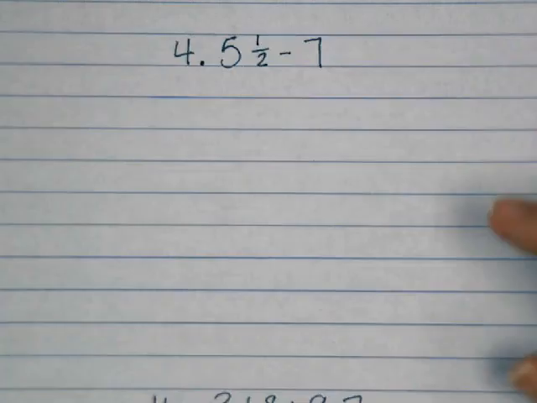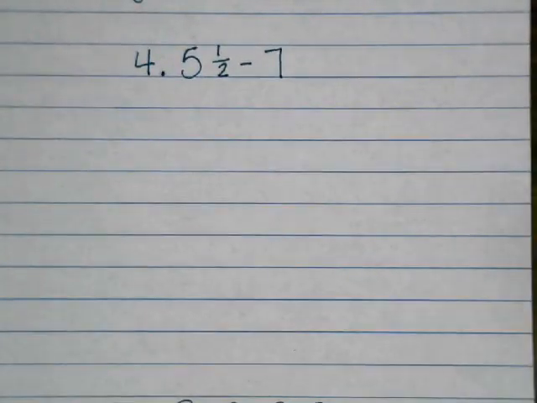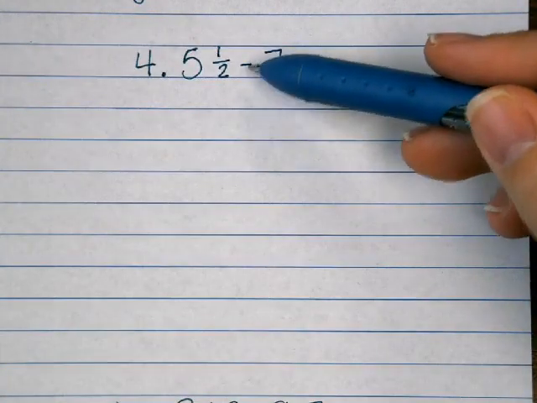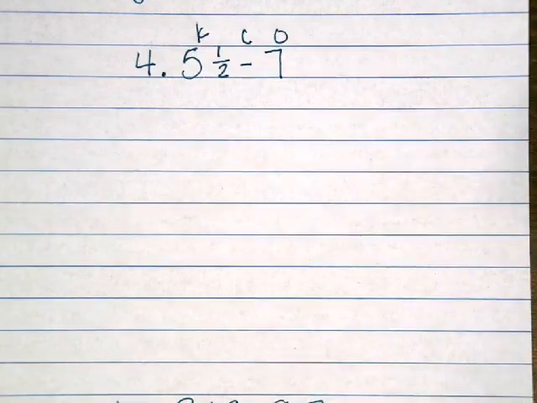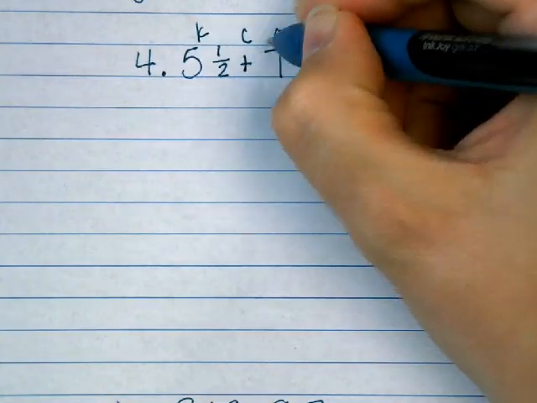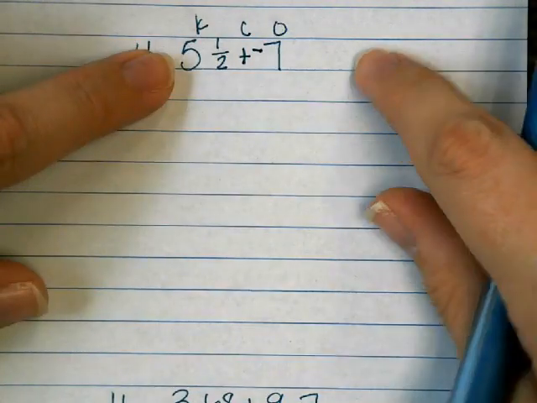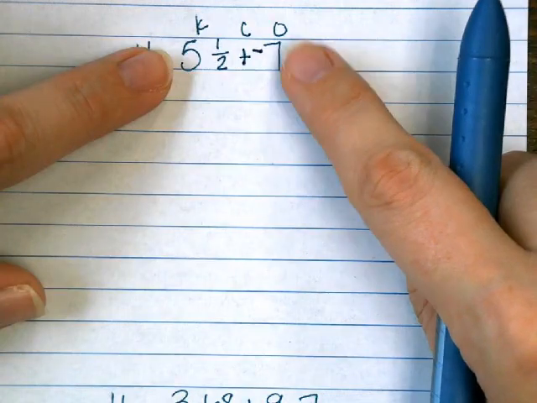Fractions is where it gets a little bit trickier. So on number 4, I have 5 1/2 minus 7. Since I have subtraction, I need to do my keep, change, opposite. So I keep, change, and then opposite. Now I have a positive and a negative. Since I have different signs, I need to subtract.